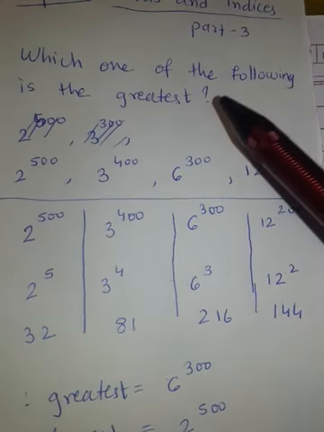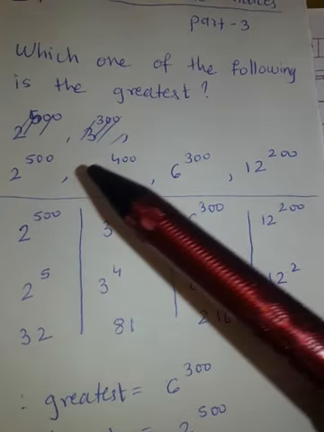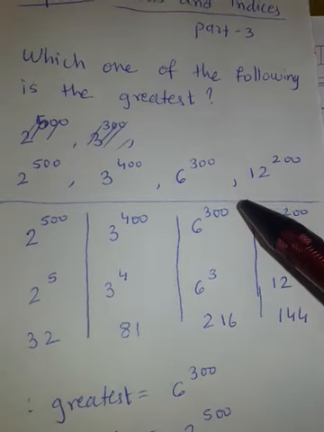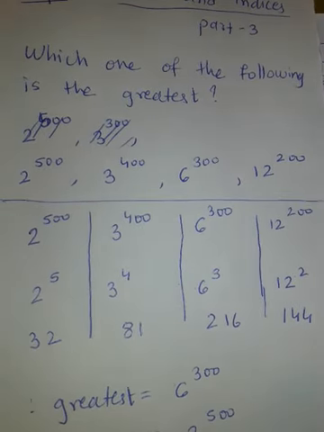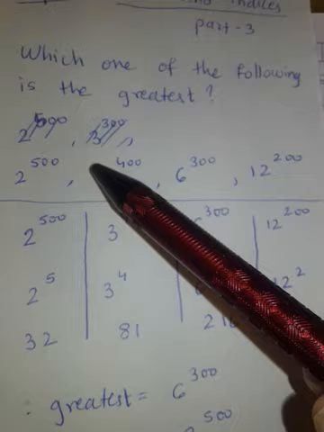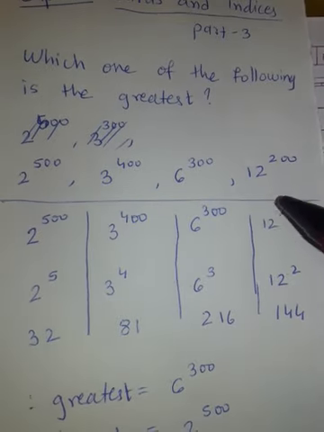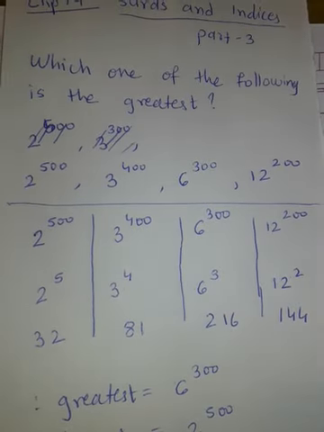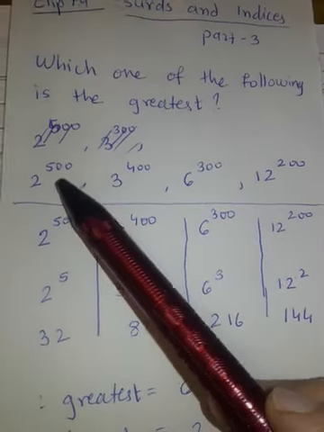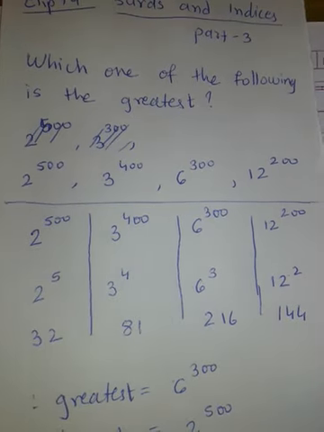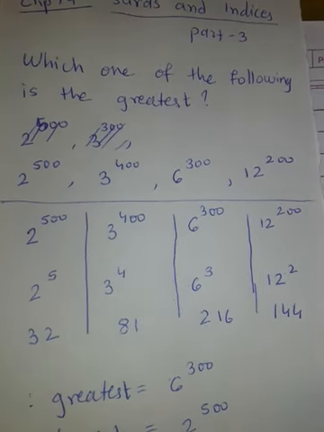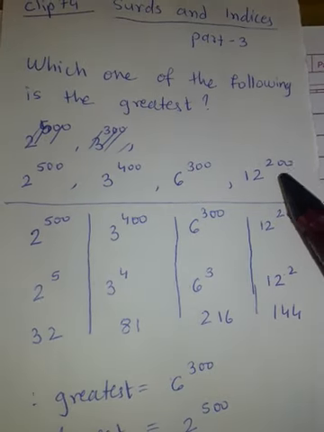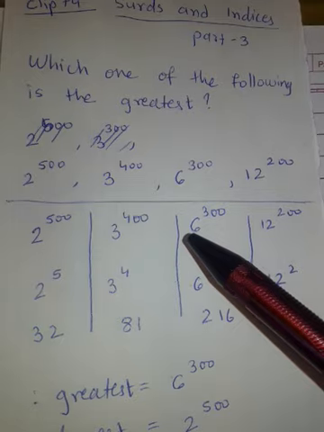Which one of the following is the greatest? A few numbers are given to us: 2 raised to 500, 3 raised to 400, 6 raised to 300, 12 raised to 200. Now it's obvious that we cannot find their actual values, but still we must know which one is the greatest. So what trick can we use here? Look at the indices. What do you find? You find 100 as their common factor. 500, 400, 300, 200. Is 100 the common factor?